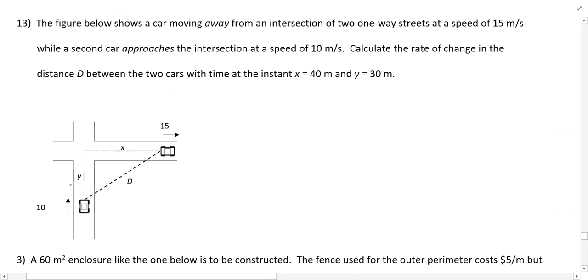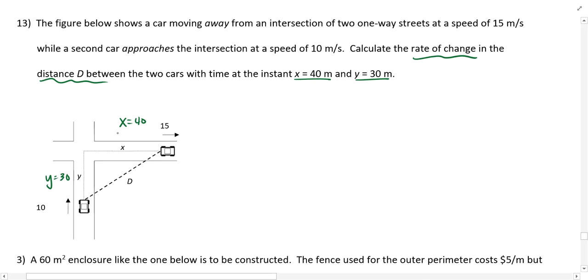We've got 2 cars that are moving in different directions. One is moving to the right away from an intersection. One is moving up towards the intersection. And we would like to know the rate of change in the distance between the 2 cars at the moment that x is equal to 40. So we've got x equal to 40, and when y is equal to 30.